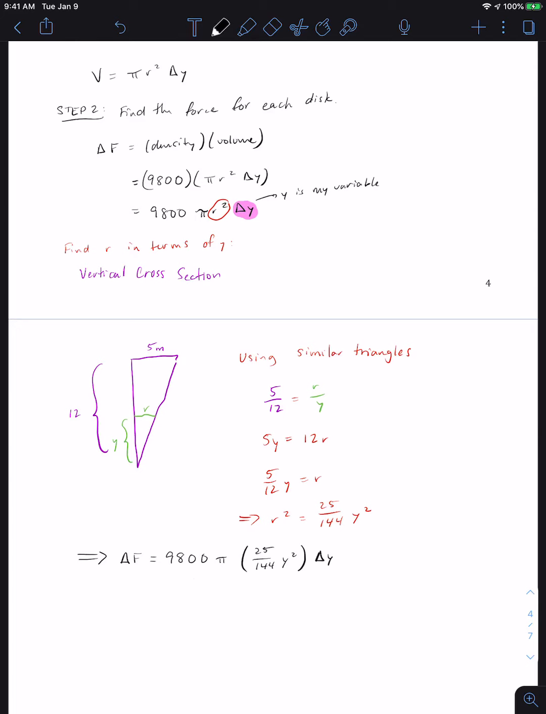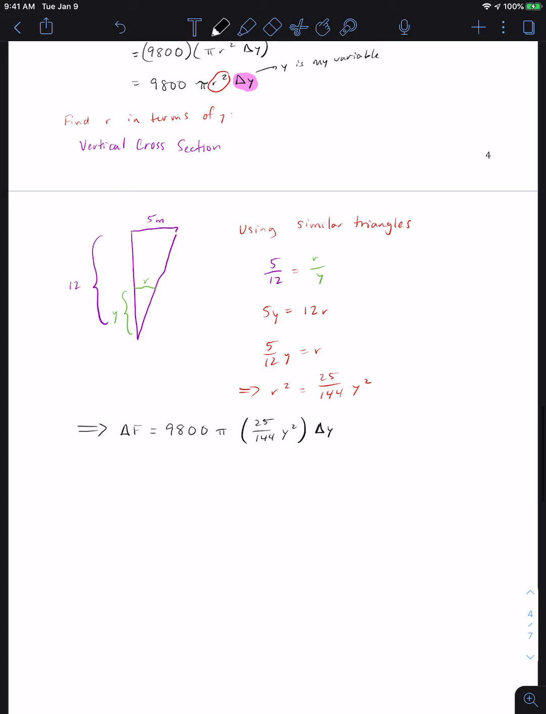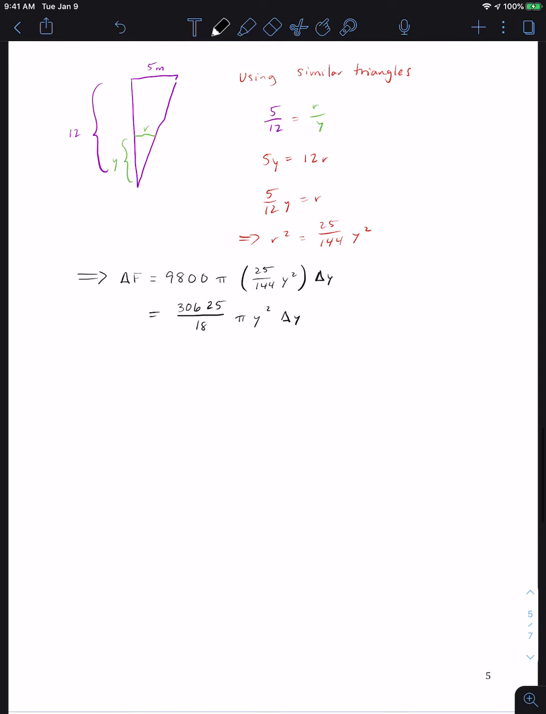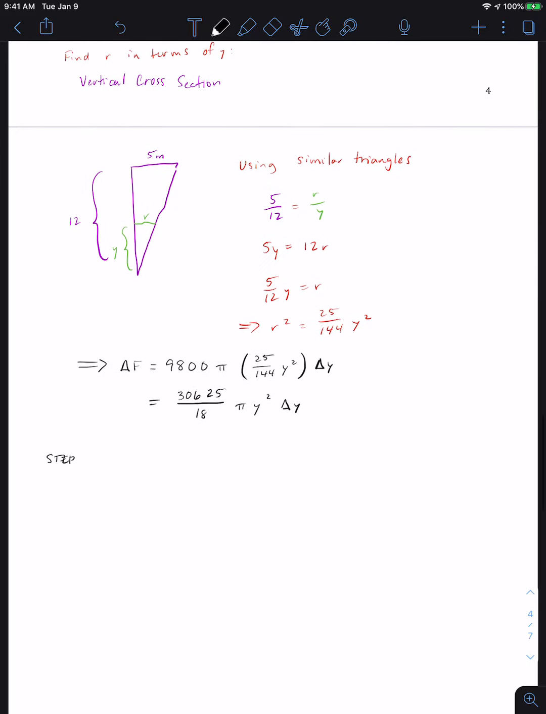So now our delta force is in terms of the variable y. If we simplify that, we get 30625 over 18 pi y squared delta y. So that is our delta F. So now that we have delta F, we're able to find delta W, our increment of work. So now what step are we at? 3.